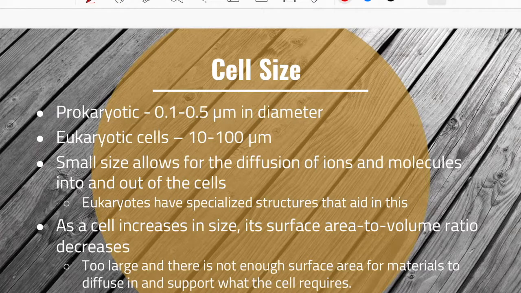All right, so you can see there is a very large difference between the smallest bacteria and the largest organisms. Prokaryotes tend to be 0.1 to 0.5 micrometers in diameter, so very small, while eukaryotic cells tend to be anywhere from 10 to 100 micrometers in diameter. There are some single-celled eukaryotes that are visible to the human eye, but not very many. Most of them are microscopic. The small size of the cell allows for the diffusion of ions and molecules into and out of the cell. And we're going to talk more specifically about moving materials into and out of the cell later.